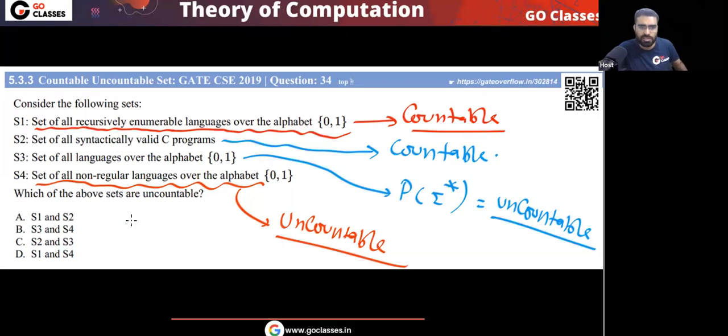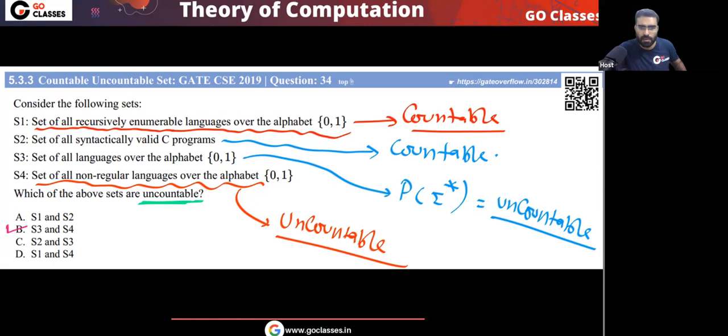Okay. So the question is asking which sets are uncountable? The answer will be S3, S4. The answer will be option B. Option B will be the answer. Okay, so this is your answer. You can see. Is this clear? Please tell me.